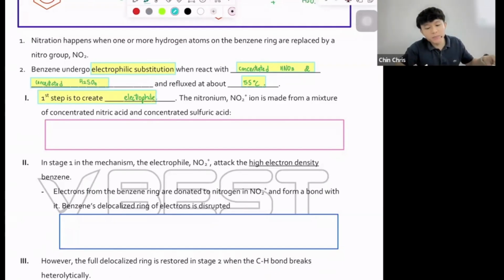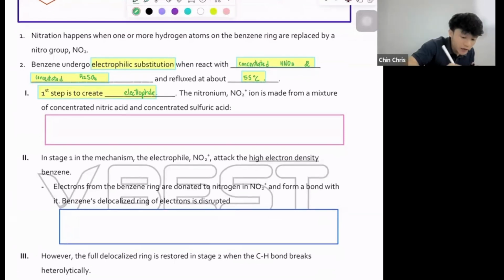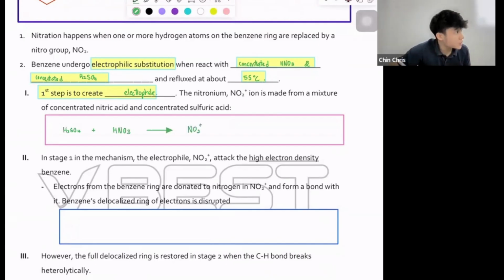Okay, so the nitronium is made from a mixture of concentrated nitric acid and concentrated sulfuric acid. So guys, I want you to construct this equation. H2SO4 plus HNO3 turns into, that is your electrophile. That's it.